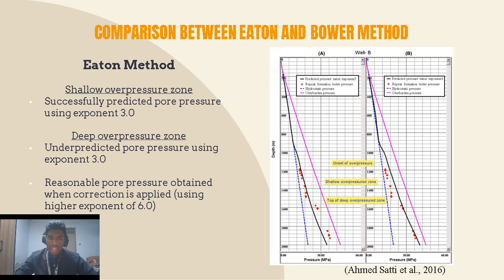However, this under prediction was easily corrected by using a higher exponent of 6.0, which we can see on the chart on the right. You can see that it was able to predict the overpressure within the deeper overpressure zone, which was contributed by fluid expansion.